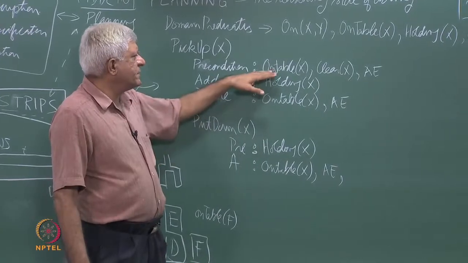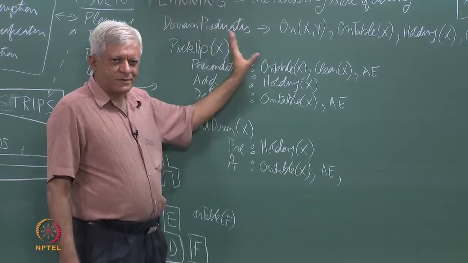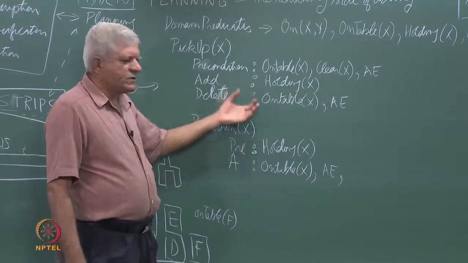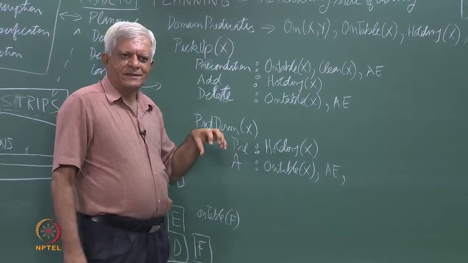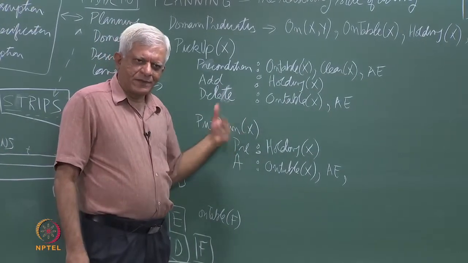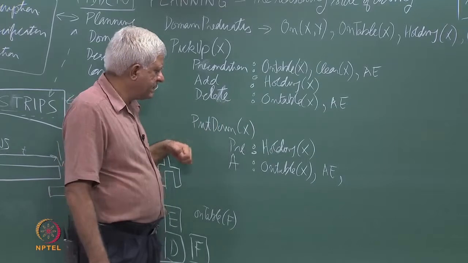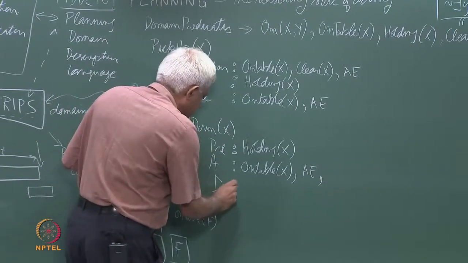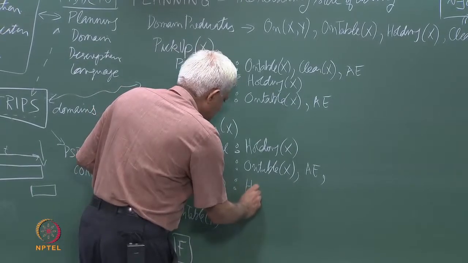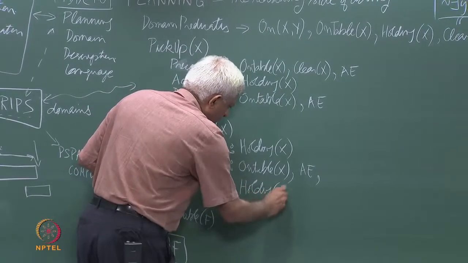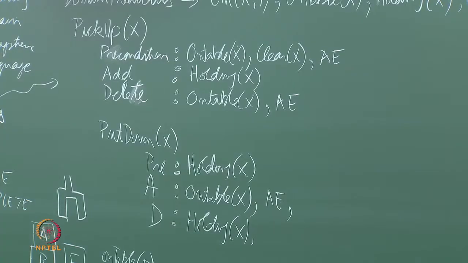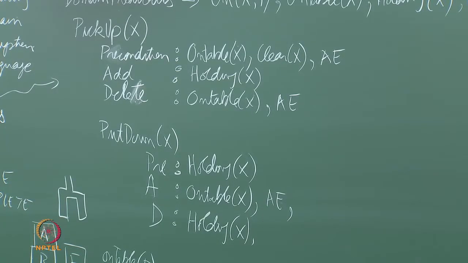What is important is that if you are picking up, there must be nothing on top of it. So, I need this clear X at that point. It is obvious that once you pick it up and put it down on something else, there will be nothing on top of that at that instant. So, clear x will remain true after that essentially. Okay, holding x.